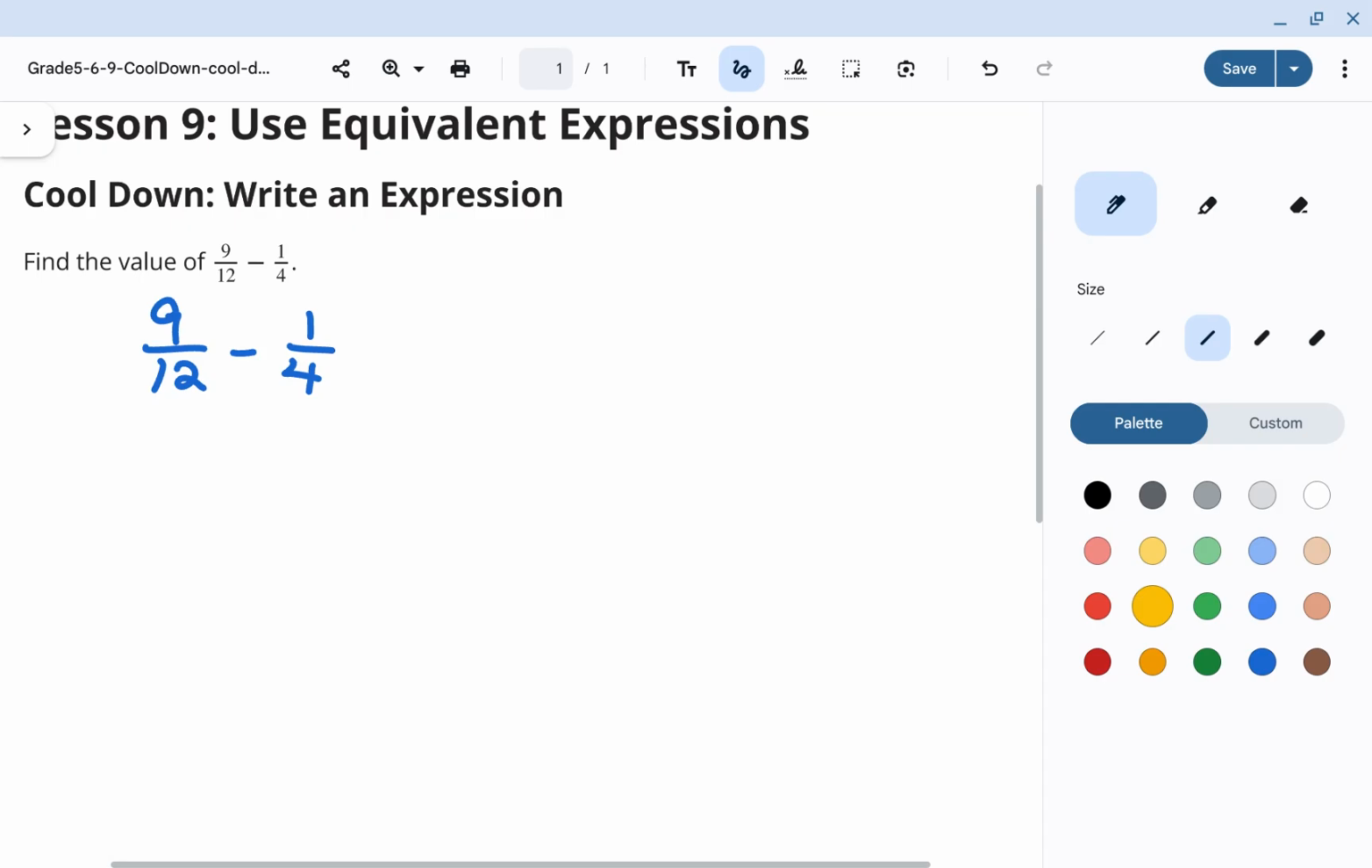In this cool down, we are going to write an expression. We are asked to find the value of 9/12 minus 1/4.